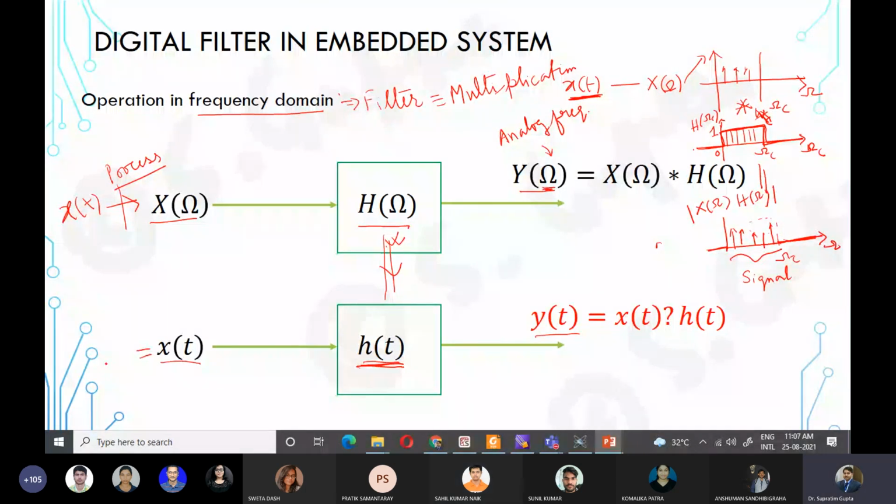Okay. So today we stop here, with the frequency domain representation of a filter being the multiplication operation. Tomorrow we'll start from here, with the corresponding time domain operation. Okay.